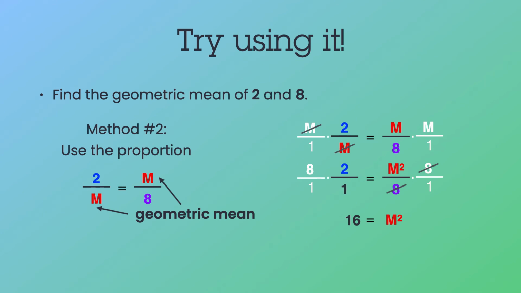And remember, if you have something squared and you want to get rid of that squared, the square root is your inverse operation. So then we'll do the square root of 16, which gets us to 4, and the square root of m squared gets us to plain old m. But plain old m is what we were looking for. So there you go, 4 is our answer.